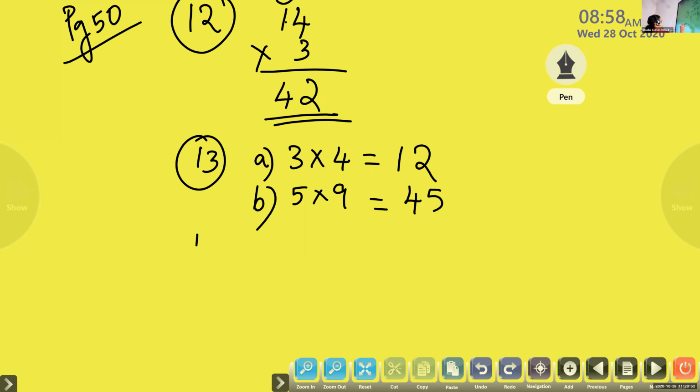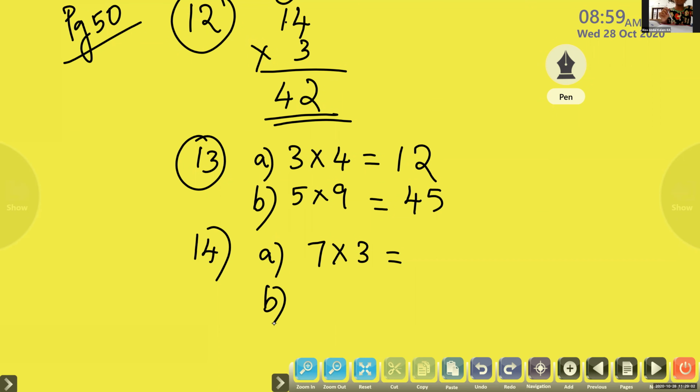14. Children, you can write the step like this and find out. 14A, 7 into 3. 14B, 9 into 9. Okay, Ryan, unmute and say the answers. 7 into 3? 21. Okay, Niranjan, 9 into 9? 81.